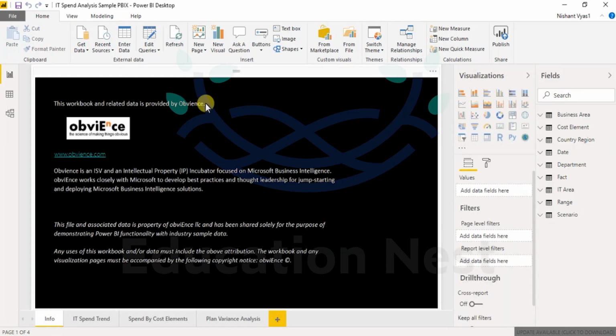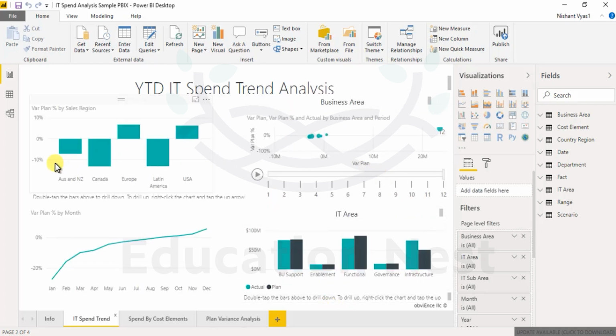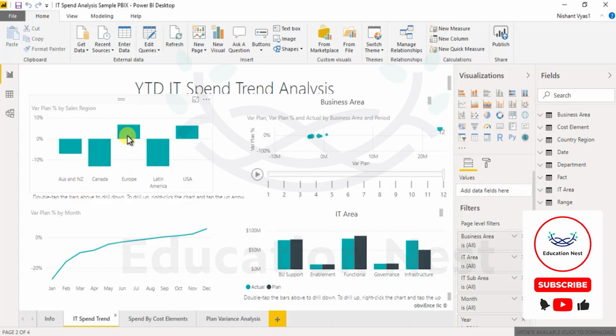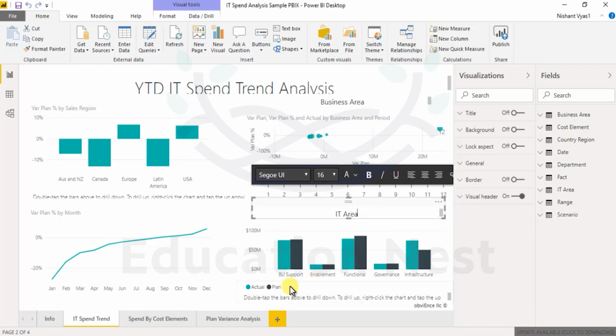It has been provided to us by Obvious. Let's see what about these. This is more like a spend analysis sheet wherein we are trying to identify how the spends have been. So plan percentage, these are the different kinds of spends we've planned. We've tried to increase it in Europe and USA, but try to reduce it based on the data available. In the IT area, what is actual versus plan?